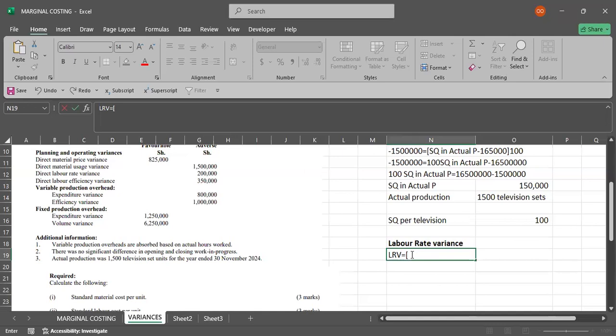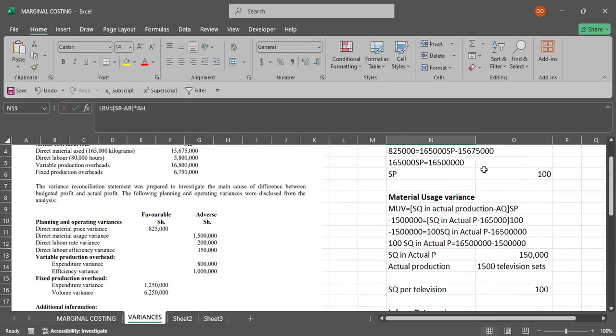Labor rate variance is equal to standard rate minus actual rate. Then we multiply by actual hours. Labor rate variance is equal to standard labor rate minus actual labor rate, then we multiply by actual hours. Remember, it is labor rate per hour. But of course, when you go into details, when you now meet in class, we'll be able to see a lot of things.